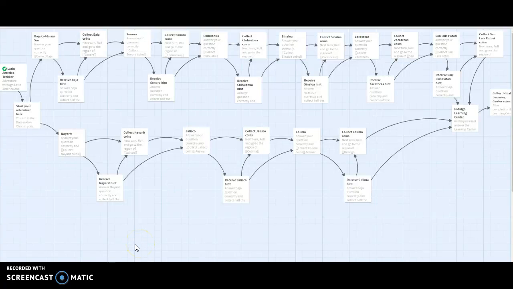Hello everyone, this is my digital prototype using Twine, and this is basically what I've developed so far, different paths that you would go through.